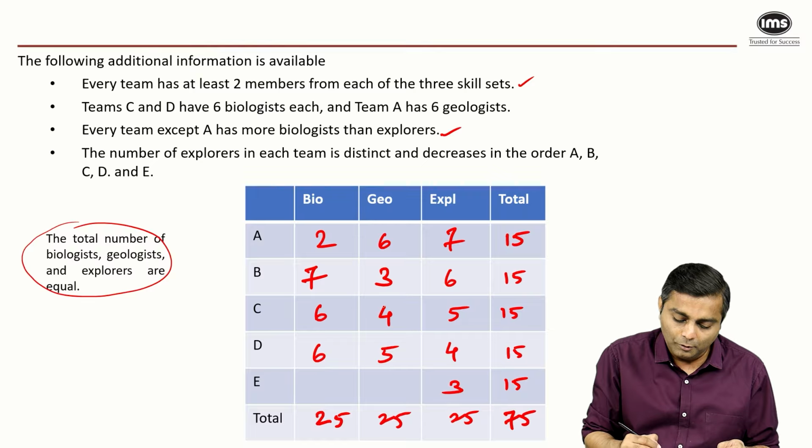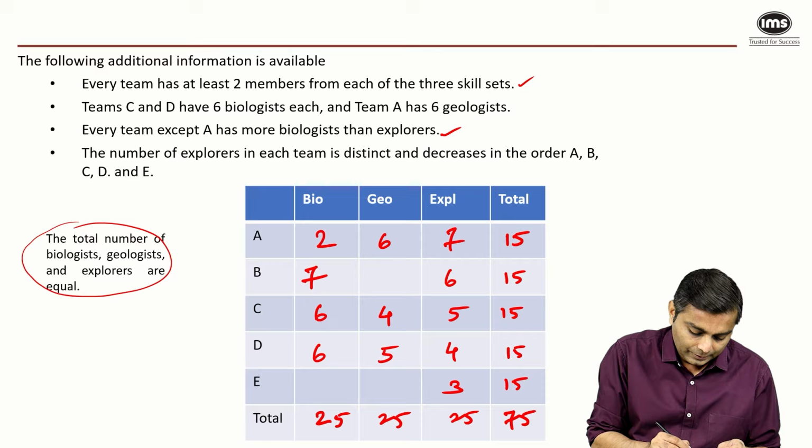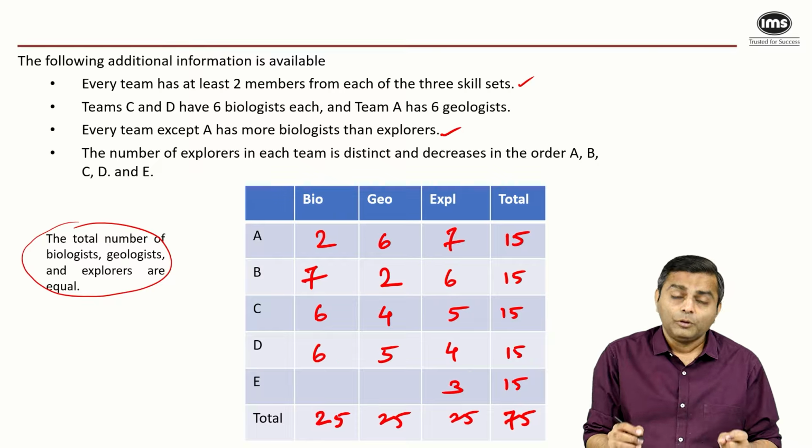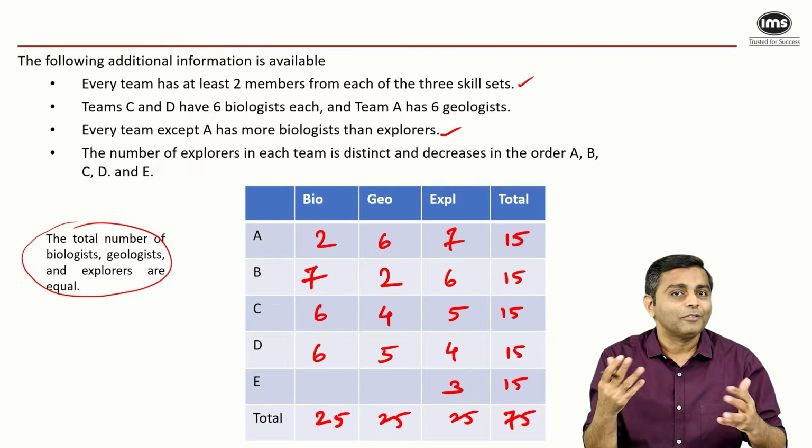So a bare minimum of 2, not 3, will be here. Only then it will fit. If I put 8 as the biologist, the geologist will have to be 1, which is not allowed.